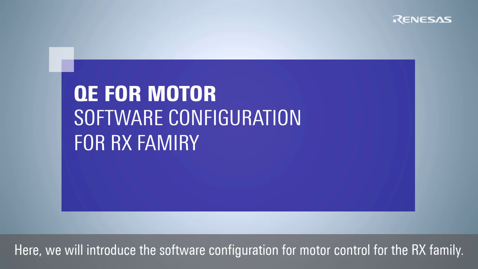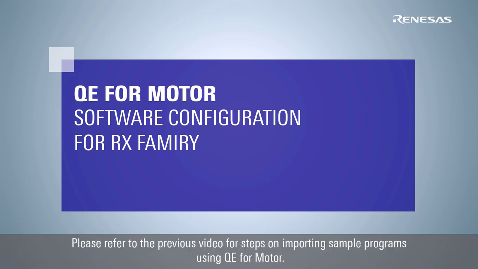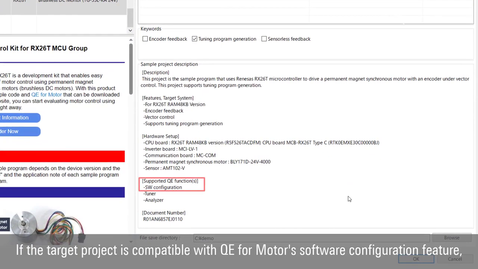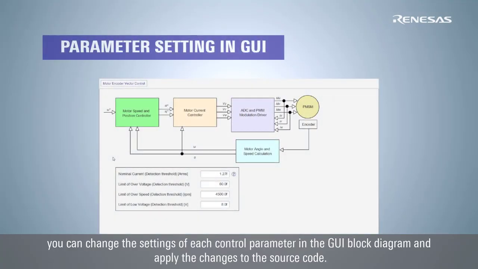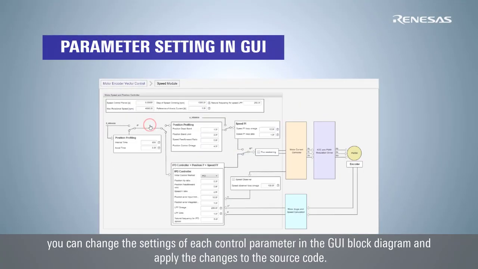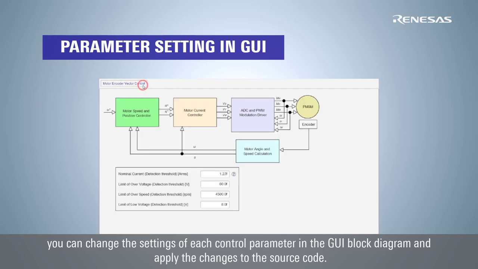Here, we will introduce the software configuration for motor control for the RX family. Please refer to the previous video for steps on importing sample programs using QE4Motor. If the target project is compatible with QE4Motor's software configuration feature, you can change the settings of each control parameter in the GUI block diagram and apply the changes to the source code.